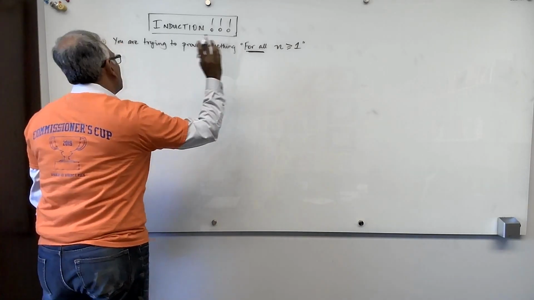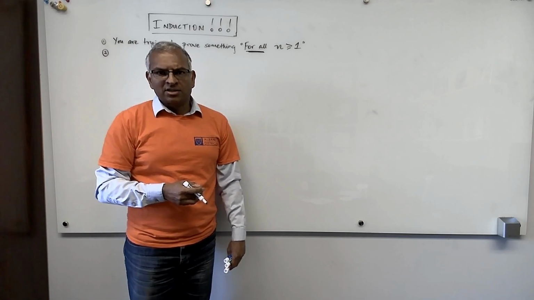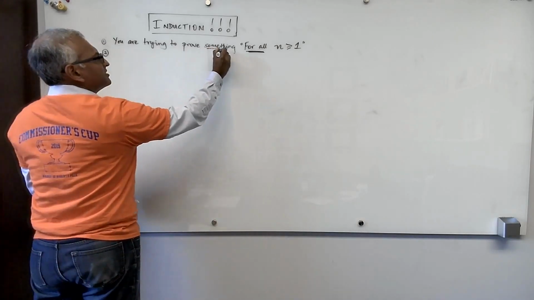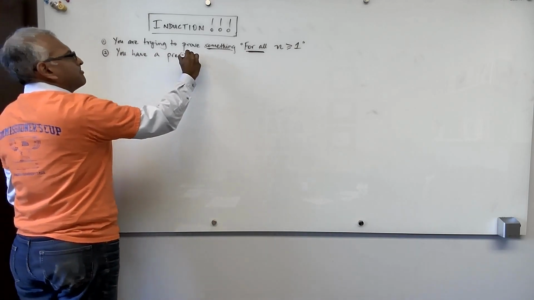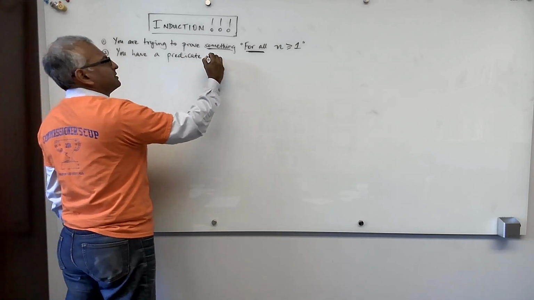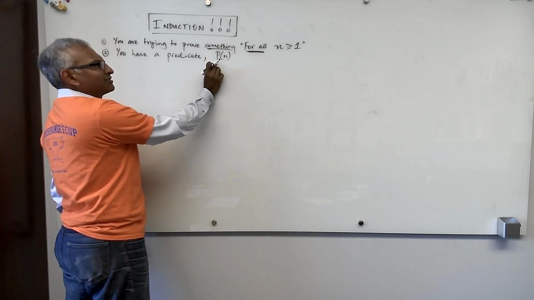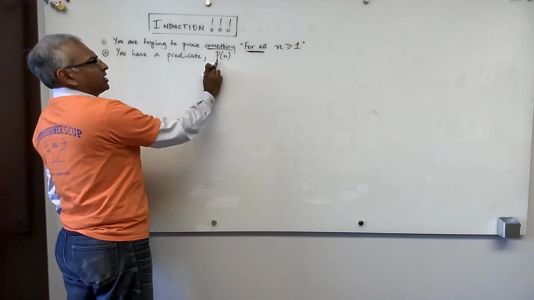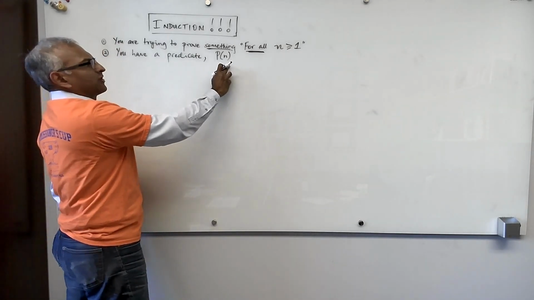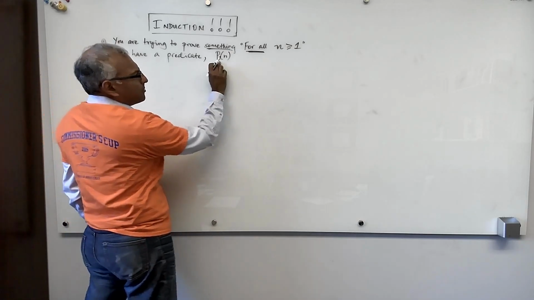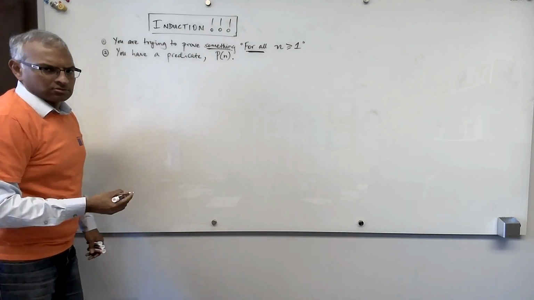So you're trying to prove something for all n, and the starting point for any induction is a predicate. You're trying to prove what? So there's something. You have a predicate. So what is a predicate? P of n. Remember what a predicate does. It returns a statement. So this is a claim that depends on n. You're asserting that this predicate is true for all n greater than or equal to 1. And this predicate that returns a claim for n is what you're trying to prove for all n. So let's look at some examples.